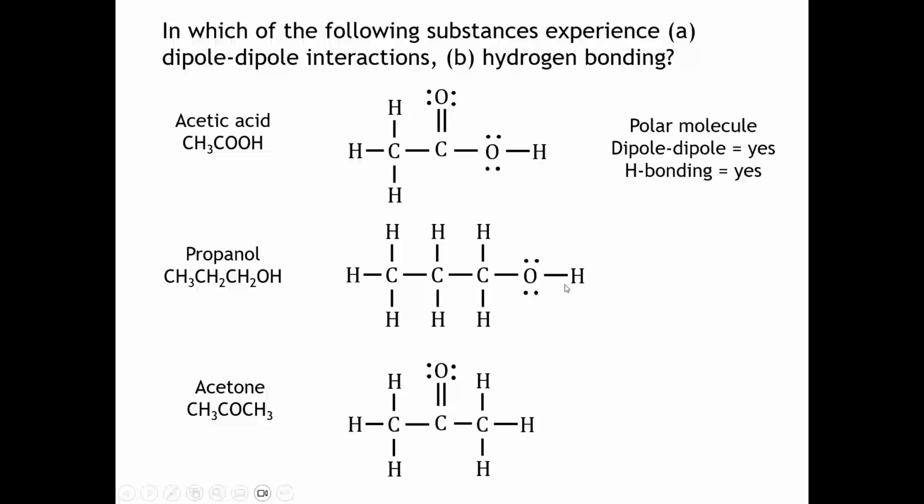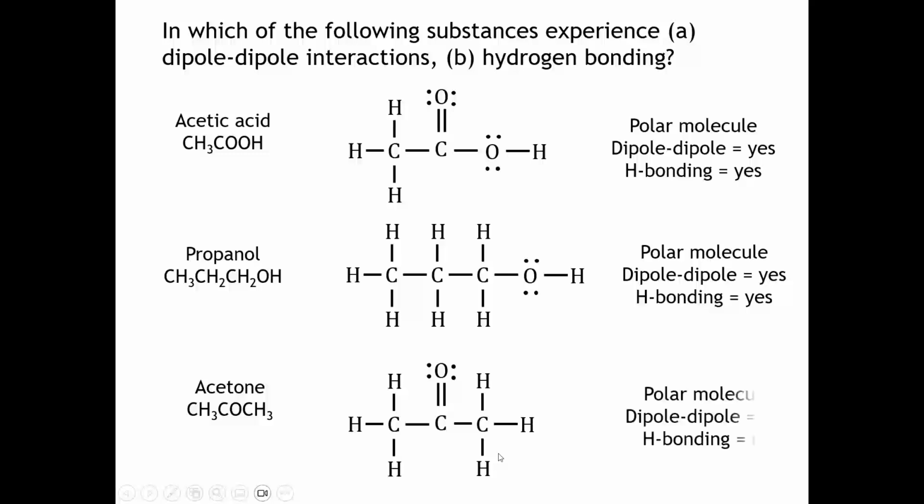In propanol, we also have an OH bond, and so we can also get hydrogen bonding in propanol. But in acetone, although the molecule has both oxygen and hydrogen, there is no OH bond. And so that means we will not see hydrogen bonding in acetone. Dipole-dipole, yes, but hydrogen bonding, no.